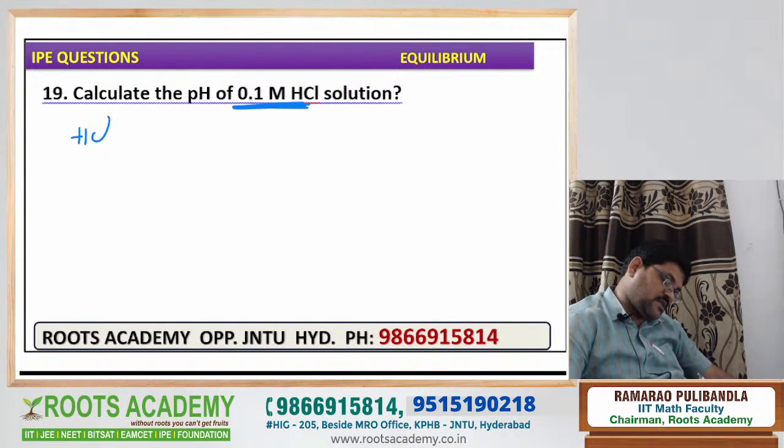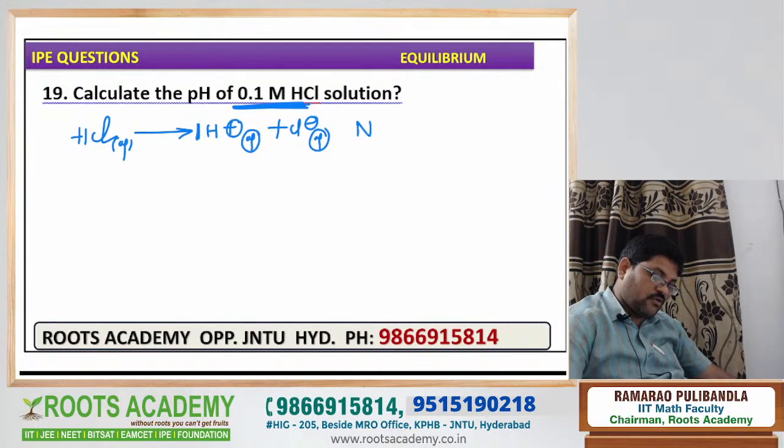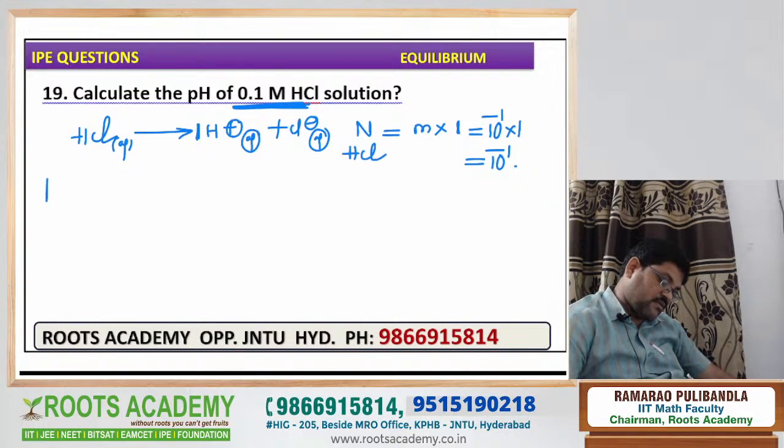Simple logic. HCl aqueous solution gives rise to what you get? H plus aqueous plus Cl minus aqueous. Now here how many moles of H plus ions do you get? 1 mole. Therefore, normality of the HCl aqueous solution is equal to molarity into number of H plus ions, which is 10 power minus 1 into 1. That becomes what? 10 power minus 1.